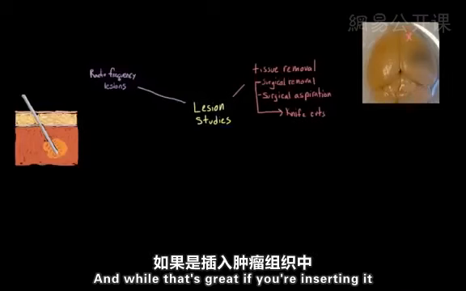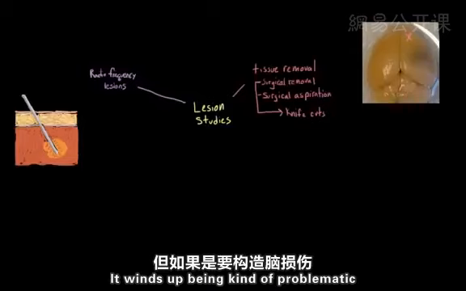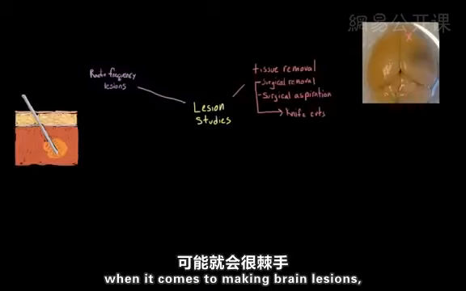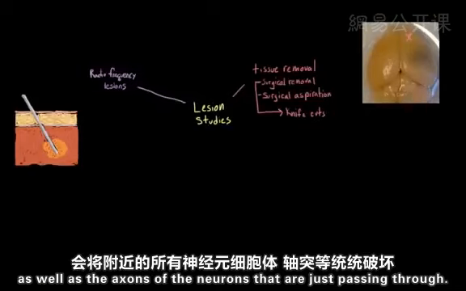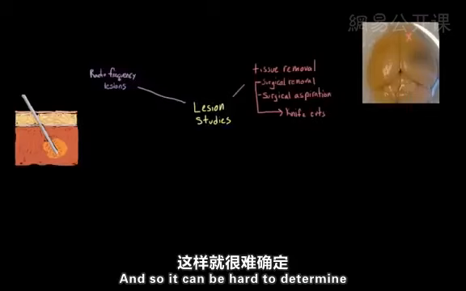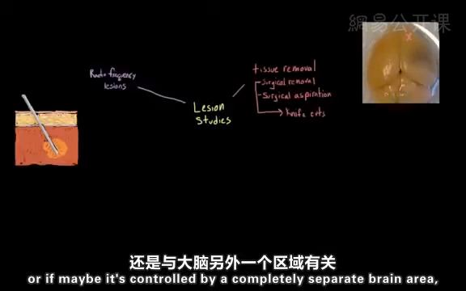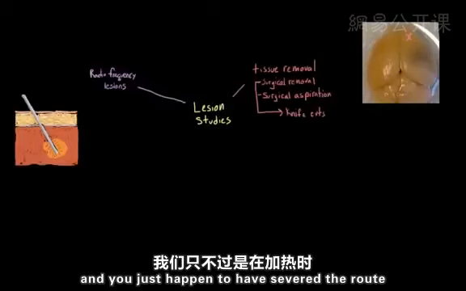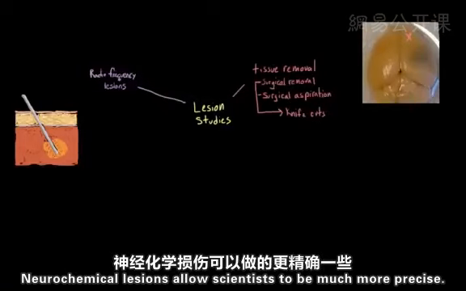And while that's great if you're inserting it into a tumor and want to destroy those tumor cells, it winds up being kind of problematic when it comes to making brain lesions, because it winds up destroying the cell bodies of neurons as well as the axons of the neurons that are just passing through. And so it can be hard to determine whether or not a behavior is stopped because you've killed the cells responsible for it, or if maybe it's controlled by a completely separate brain area, and you just happen to have severed the route by which it carries messages to the body.